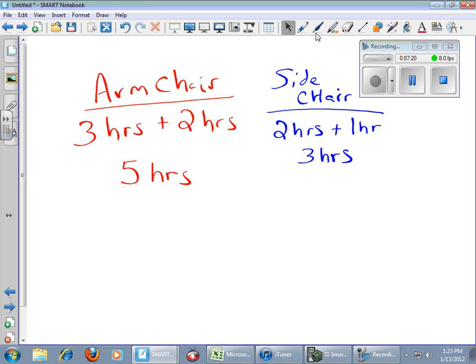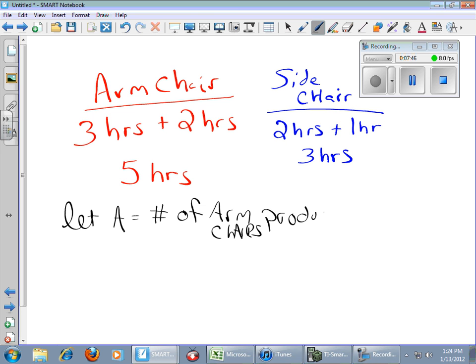So, let's see here. First, I'm going to write an equation for the building, and I'm going to let A, I should make that in black, pardon me. I'm going to make that in black. So let A equal the number of armchairs produced. And then S is going to be the number of side chairs produced.